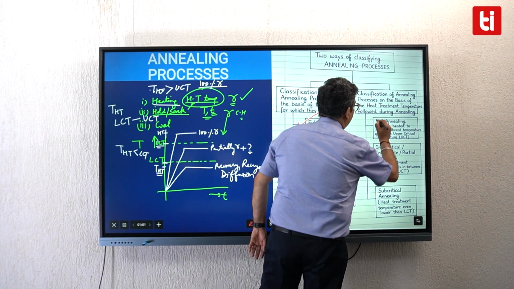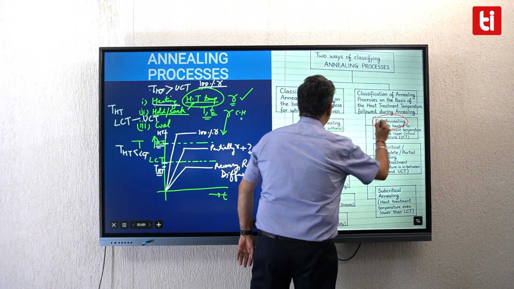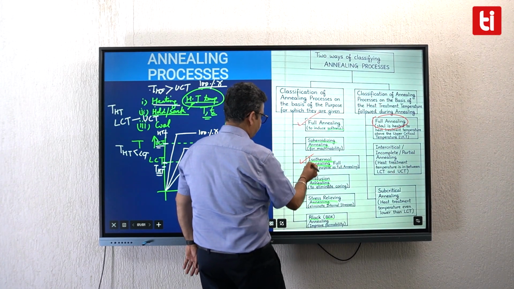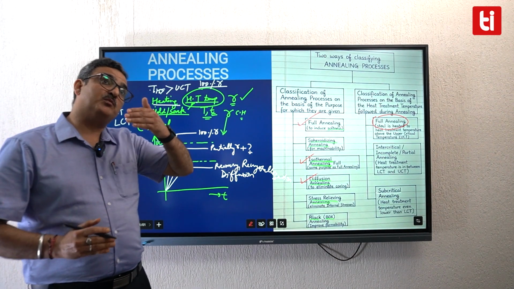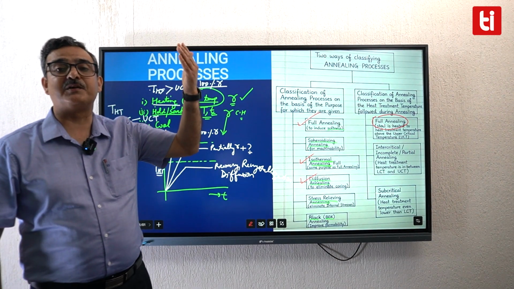So all these are heat treatment processes, annealing treatments, which I have marked with the red arrow, in which during annealing the heat treatment temperature would be higher than the upper critical temperature of the steel.